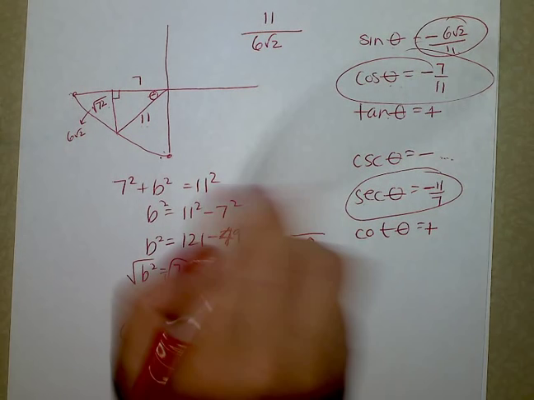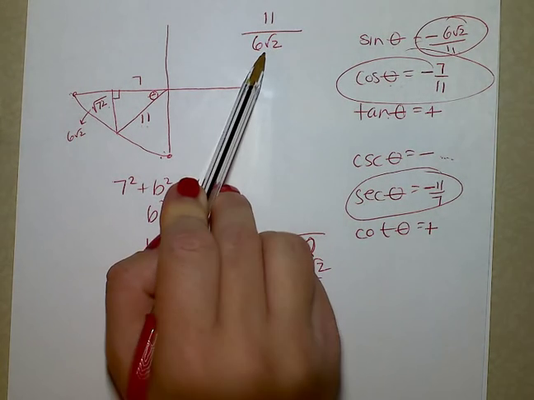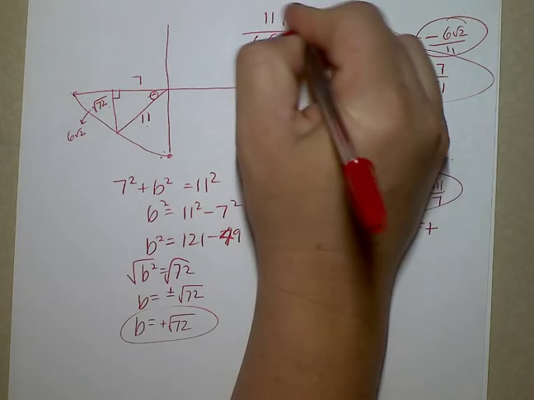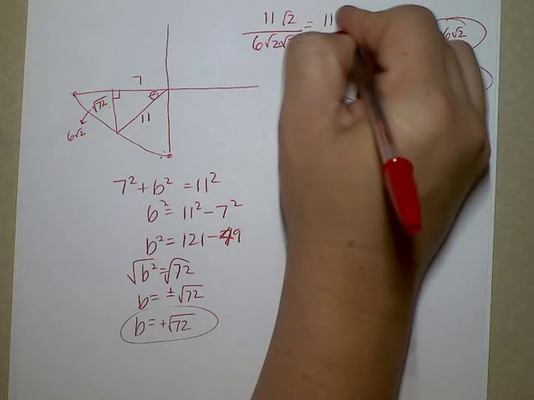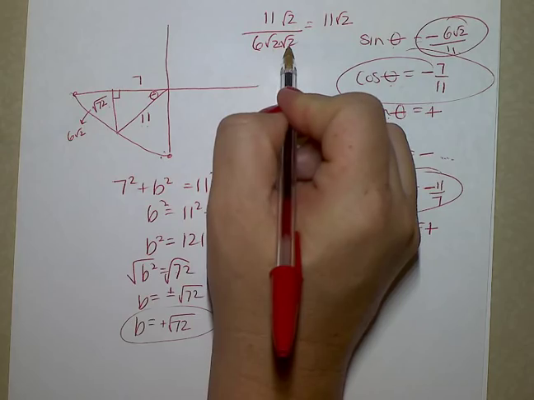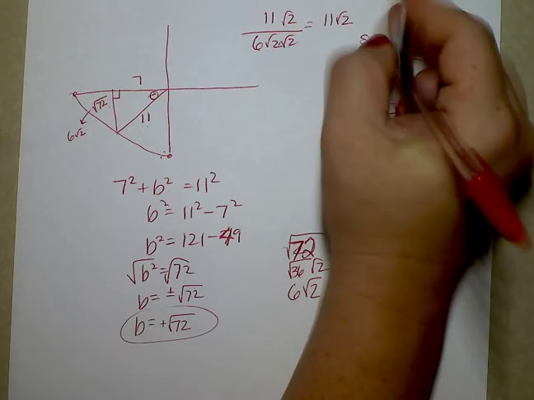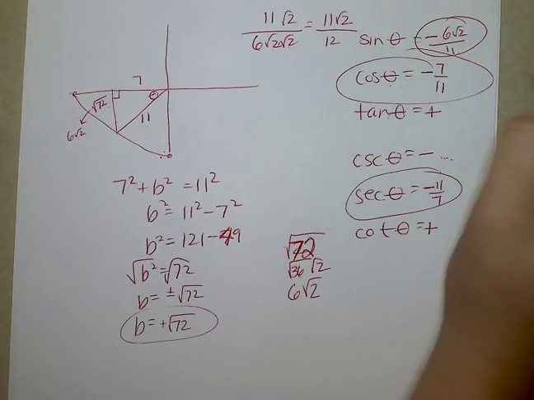How do I eliminate the square root of 2? Times the square root of 2 over the square root of 2. 11 square roots of 2. 2 times 2 is 4, the square root of 4 is 2, and 2 times 6 is 12. So we get 11 square roots of 2 over 12.